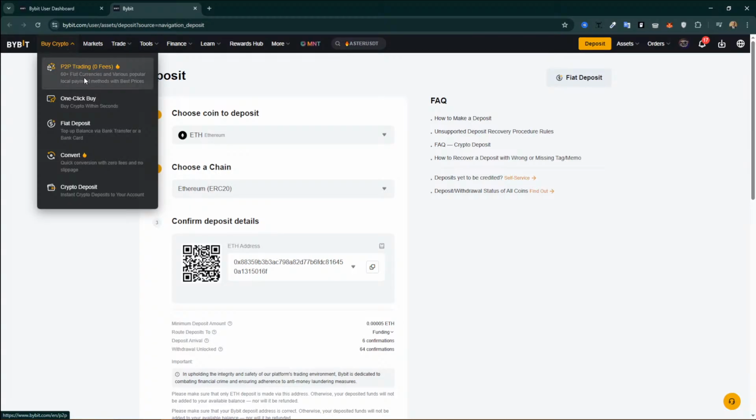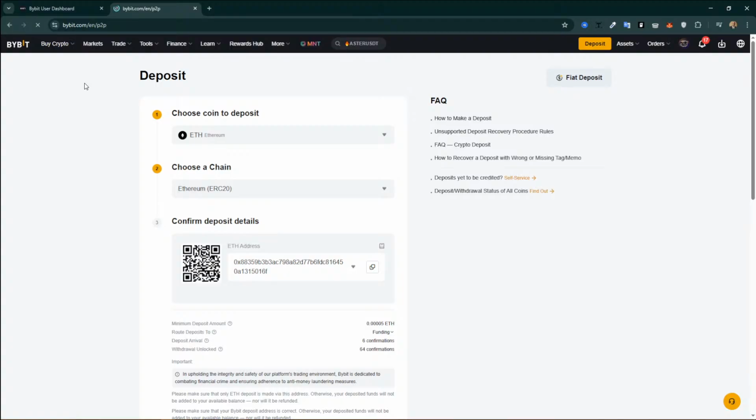So the next method here is P2P. You can see.